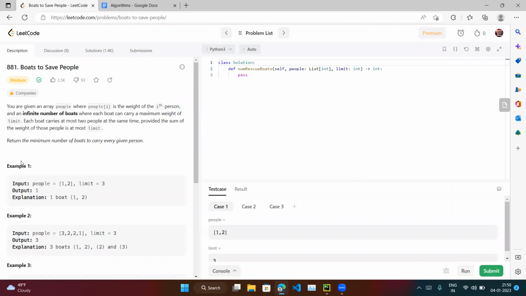right? So this is the question. Let's read the question. You are given an array people, where people[i] is the weight of the ith person, and an infinite number of boats where each boat can carry a maximum weight of a particular limit. Each boat carries at most two people at the same time, provided the sum of the weight of those people is at most limit.